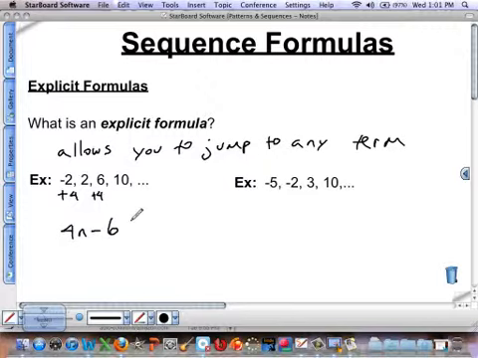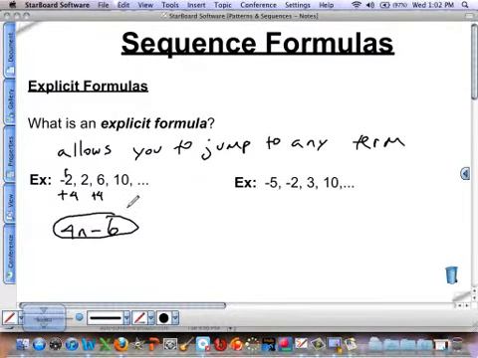Now let's see if that works for everyone. 4 times 1 is what? 4. 4 minus 6. So does that match? Okay, 4 times 2. 8 minus 6. 2. That matches. We already know that 3 matches. 4 times 4 minus 6. So does that fit our sequence? We just came up with an explicit formula.